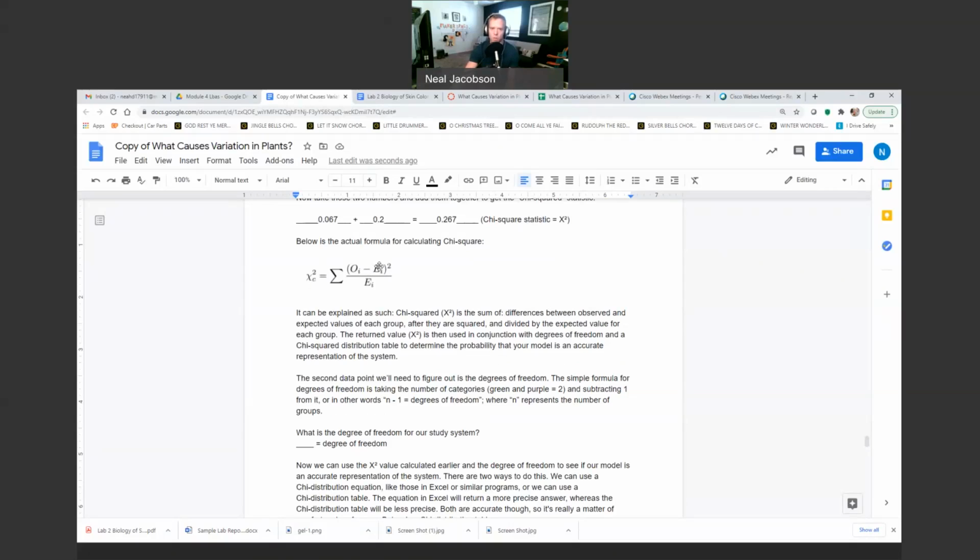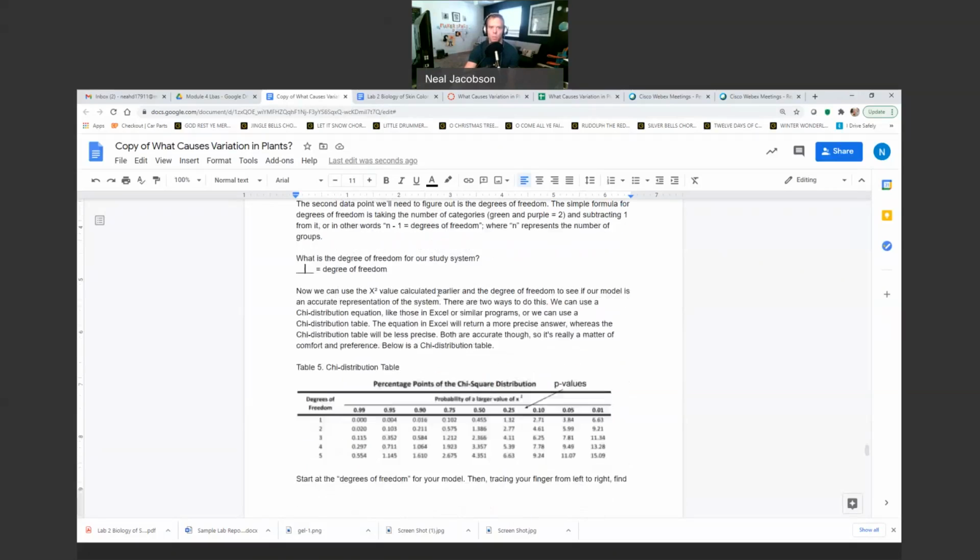If our observed values are way different than our expected values, this number is going to be big on top in the numerator, and then we square it, and then we divide it by our expected. And so the bigger the difference between what we observe and what we expect to see, the larger this chi statistic is going to be. Keep that in mind, because that's going to play a big role in whether or not we reject our model.